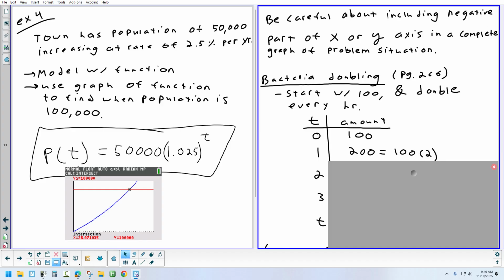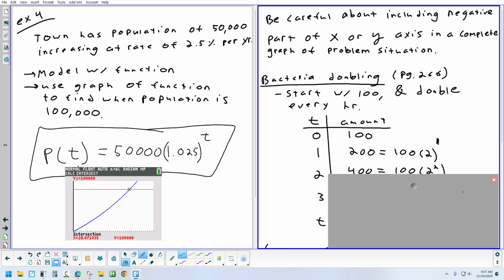It's 200, but I want you to think of it as 100 times 2 to the first, okay, to start to see a pattern. How many bacteria would we have after 2 hours? Yep. 400, but I want you to think of it as the original amount times 2 to the second.